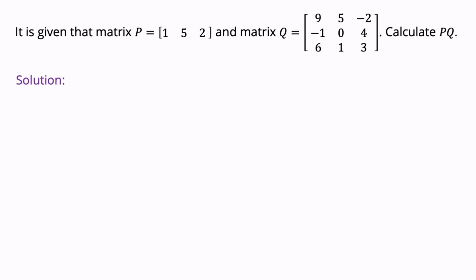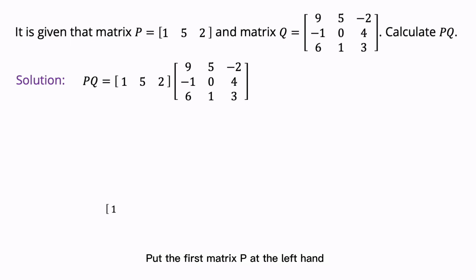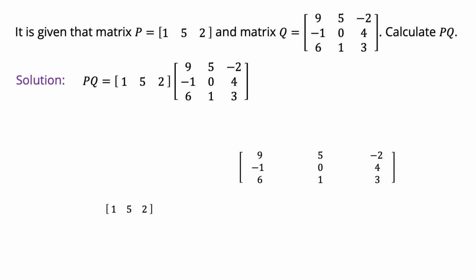Calculate the multiplication of matrices P and Q, given as PQ. Put the first matrix P at the right-hand side and the second matrix Q on the top of the right-hand side. There is no horizontal line for the first matrix because the matrix P has only one row. Then, we can draw two vertical lines in between the columns of the matrix Q.